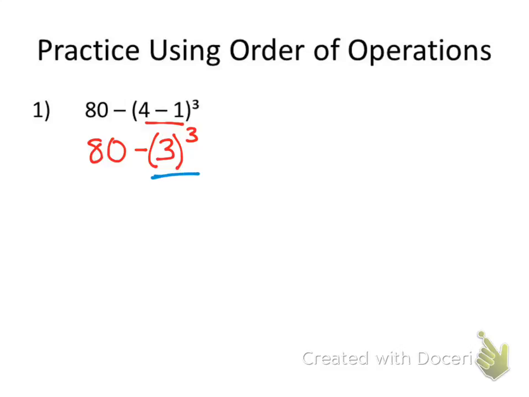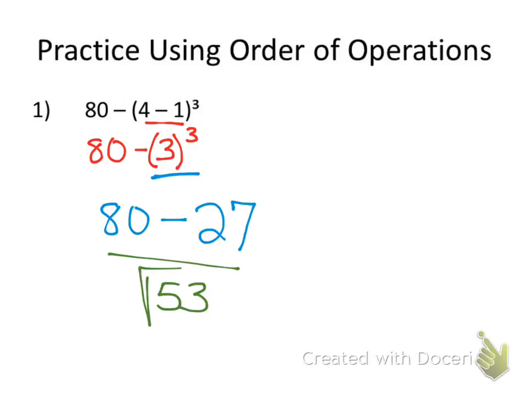So here's an exponent. So what do I need to do? Three times 3 times 3, which is? 27. Good, we did that one on the last slide actually. And then you can do your subtraction. So what is 80 minus 27? 53 is our answer. Raise your hand if you have any questions.